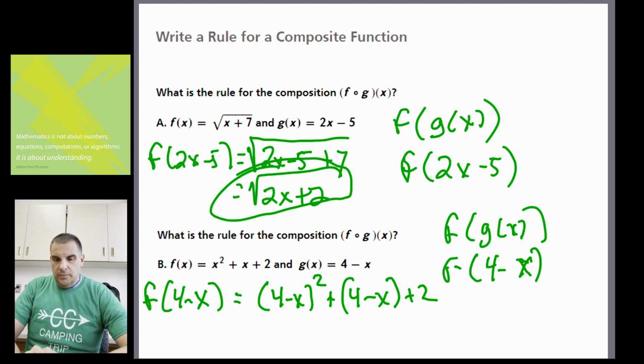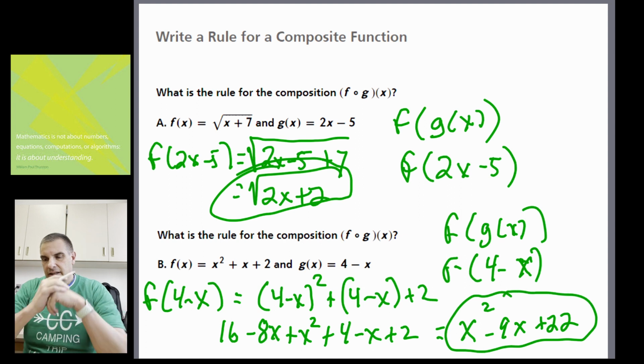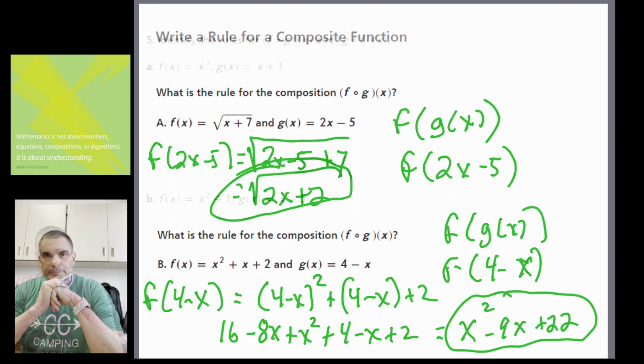So 4 minus x, so we should be able to do these quickly now. That's 16, 4 squared is 16, minus 4x, so minus 8x, plus x squared, plus 4 minus x plus 2. Now write it in standard form. So that's x squared minus 9x. 16 plus 4 plus 2 is 22. If I did that all right, then that one should be good to go.